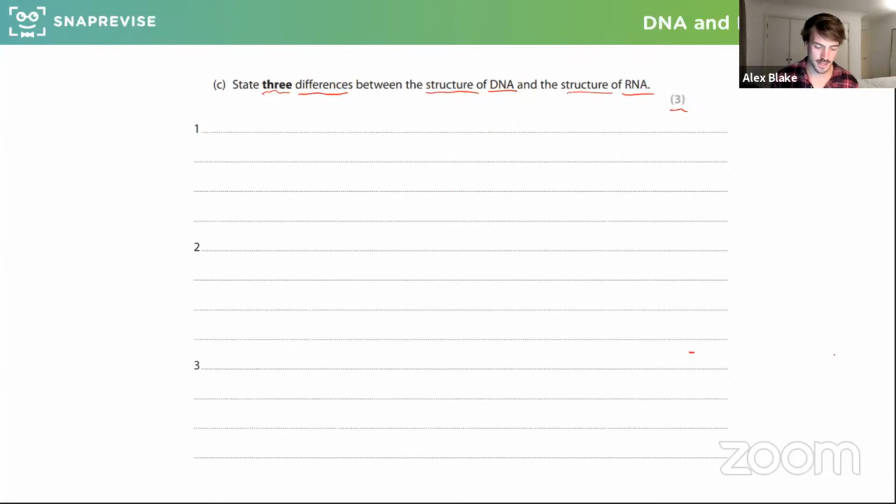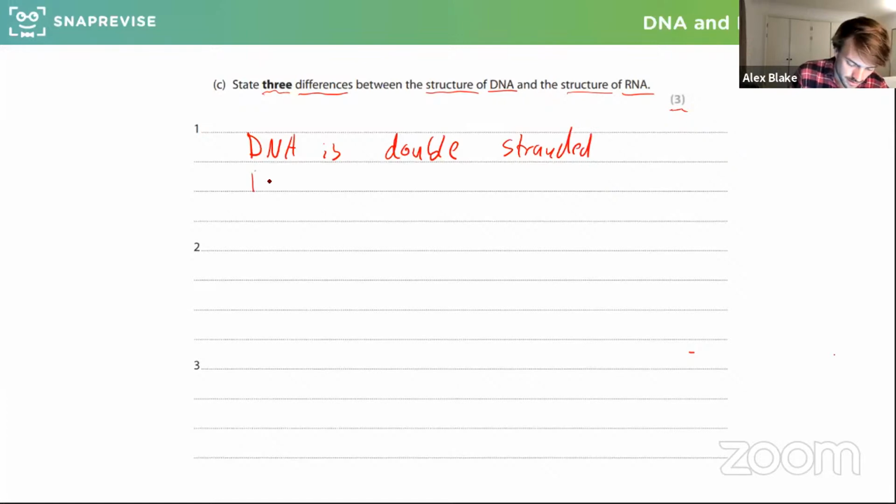Probably the most obvious one is that DNA is double-stranded, whereas RNA is single, ready to mingle, or just single-stranded. Nice. What else can you give me? Yes, substitute the bases. Very good.